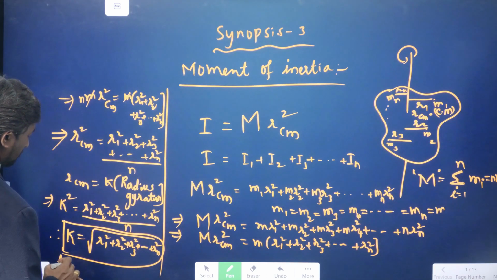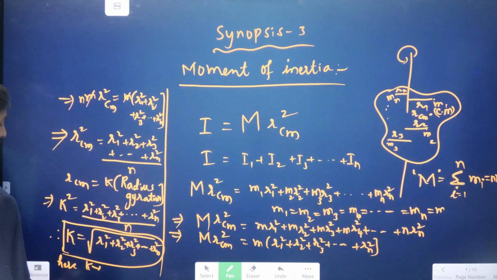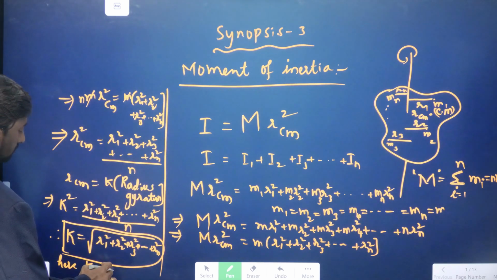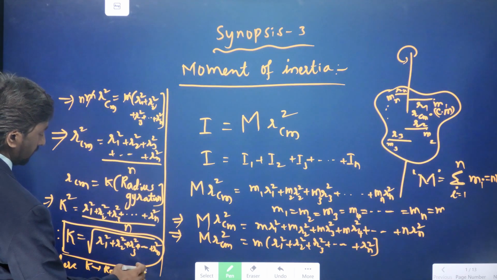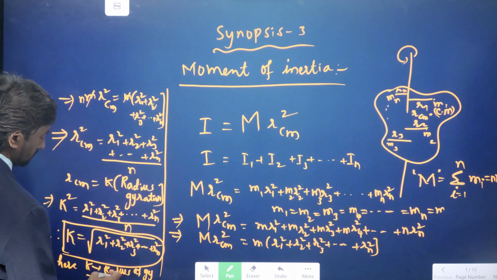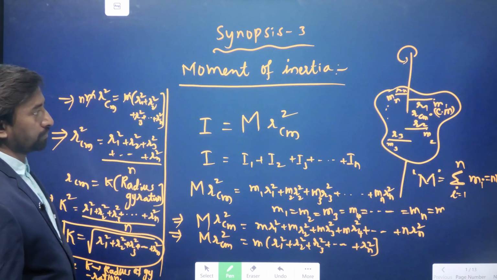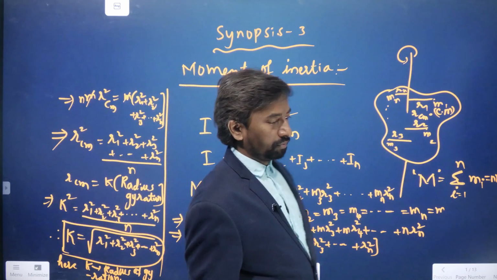Here K is the radius of gyration, already given. K is the radius of gyration. Okay. So this is about the moment of inertia.